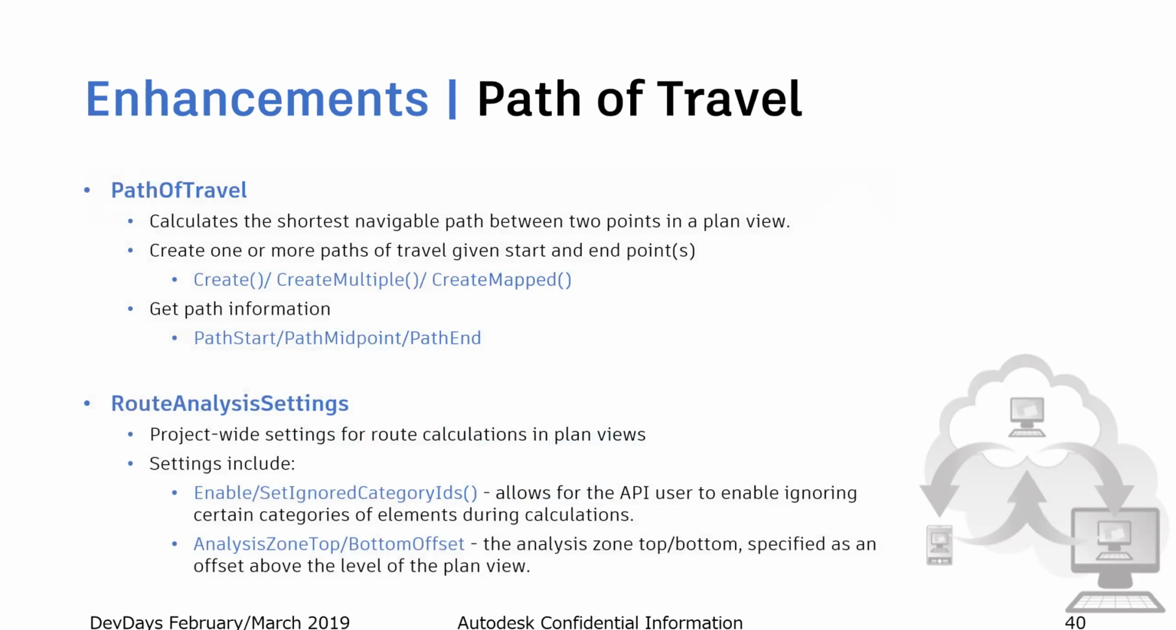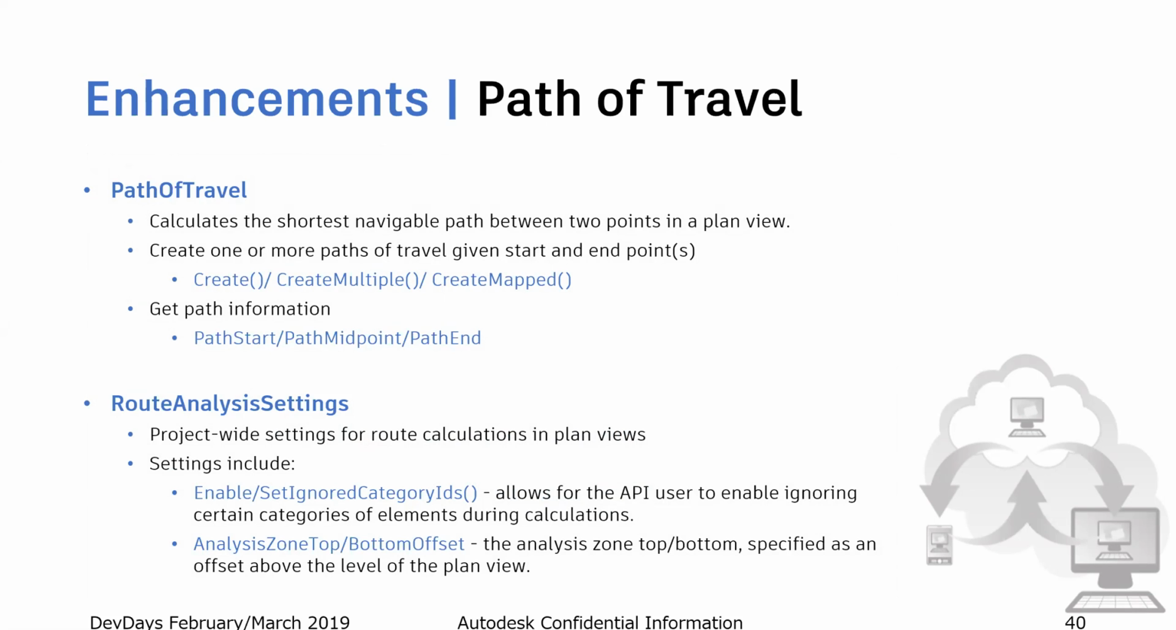We have the same associated API for this. Again, everything that we've created is exposed to the API. So the new path of travel class calculates the shortest distance between 2 points. You can use it to create one path of travel or multiple paths of travel, given 2 different ways to set up the arrays of start and end points. And you can also get the information about a specific path.